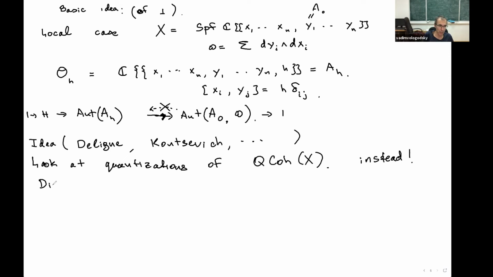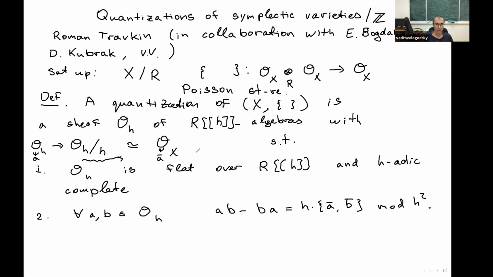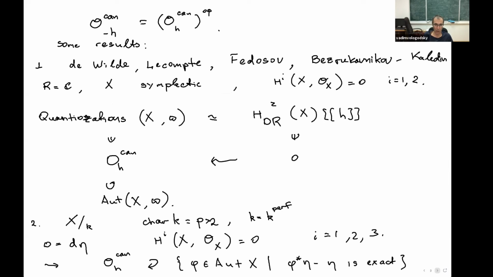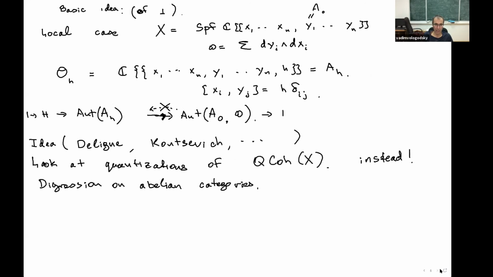So, a digression on, say, just abelian categories. I need to tell you what it means to deform an abelian category. Okay, so let's go back to this first slide. When I defined the notion of quantization of an algebra, a quantization of an algebra is a sheaf of flat algebras over the power series together with an isomorphism modulo h with the original. So we have to make sense of this for categories. So, okay, let's see how it works.